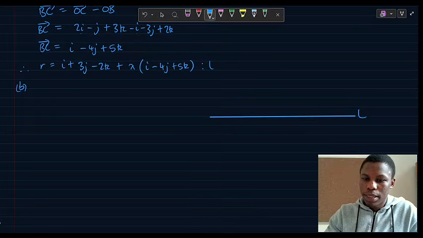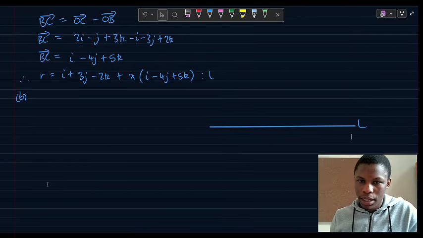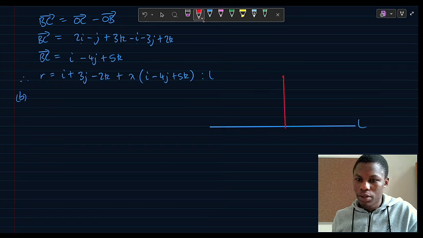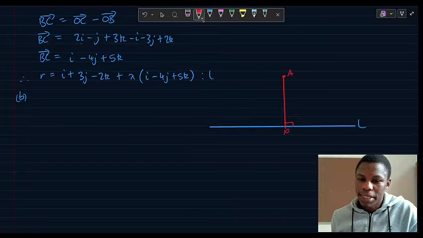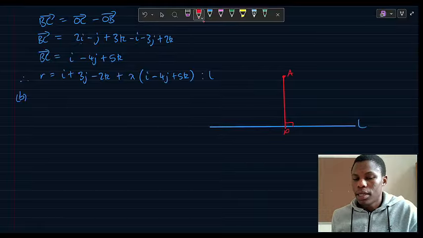And we were told that there's a perpendicular that's going from some point A. So I'm going to say A is somewhere here. And the perpendicular is going to L. So this would be our point A. And they've said that the foot of the perpendicular, this point where they intersect, is the point P. Okay. And they want us to find the position vector of P.